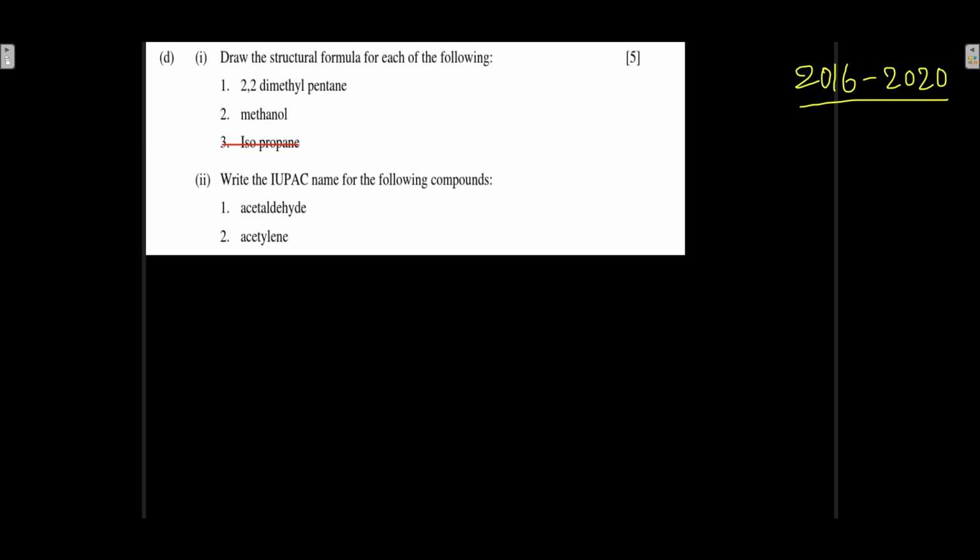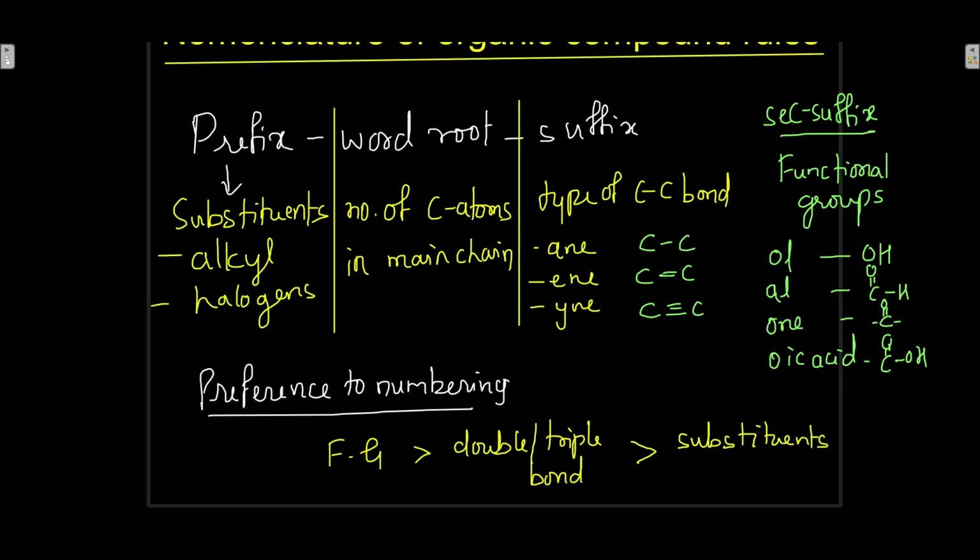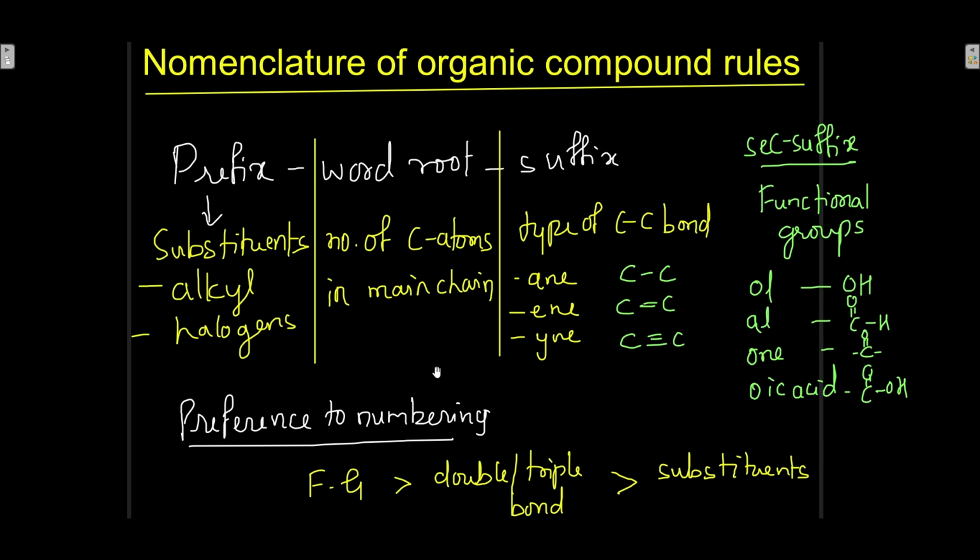Today I am going to take the previous year questions only on naming the organic compounds from 2016 to 2020. Before I start this, I just want to give you a quick revision on the nomenclature rules of organic compounds. You know that we need three parts in naming organic compounds: prefix, word root, suffix.